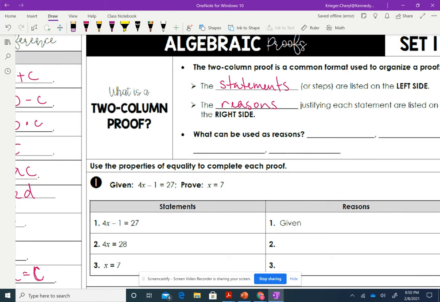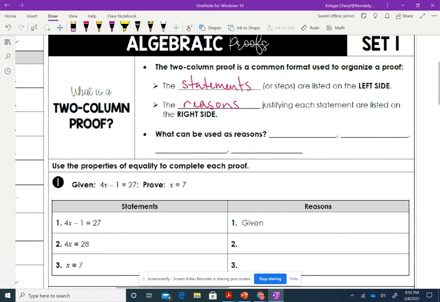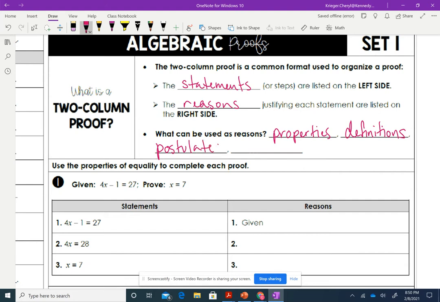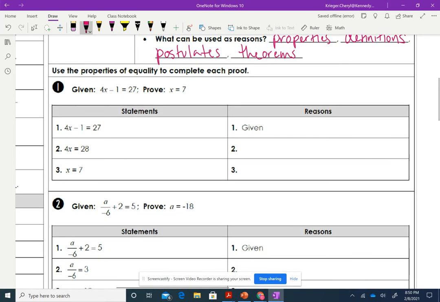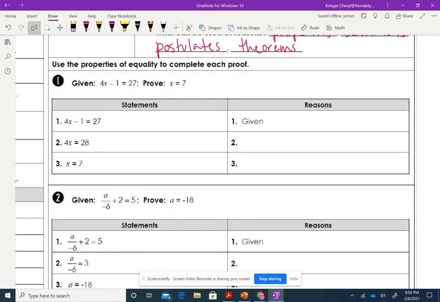What can be used as reasons? Well, you can use any properties, right? We just talked about some properties of equality. We have some definitions, like definition of a line segment. We have postulates, like the angle addition postulate. You've already learned that one. And we have theorems. So they start us off with some properties. Use the properties of equality to complete each proof.